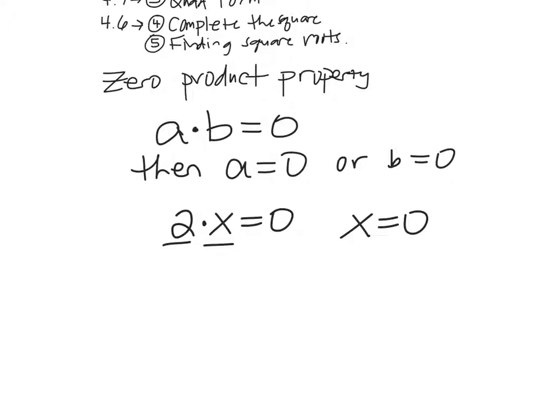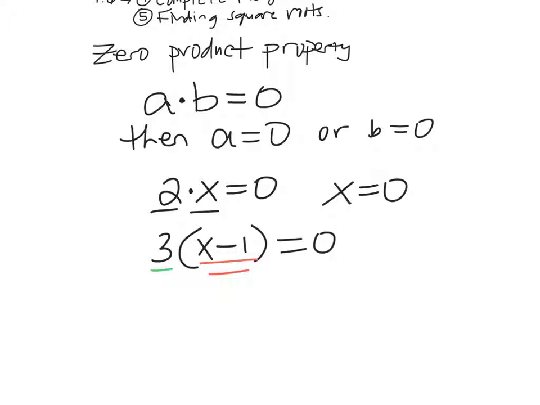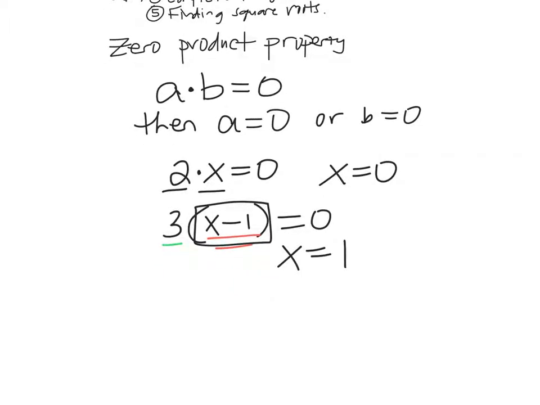You can also look at it like this. If you had 3 times x minus 1 equals 0, and I have 2 things being multiplied together to give me 0, it means that one of them, or both, has to be 0. Okay, so what would x equal here? Without like solving it, yes, you got it, 1. X would have to be 1, right? 3 can't be 0, but if I plug 1 in, guess what I get here? I get 0, okay? So x would equal 1. So that's how the zero product property works, and we're going to use that with factoring, solve by factoring.